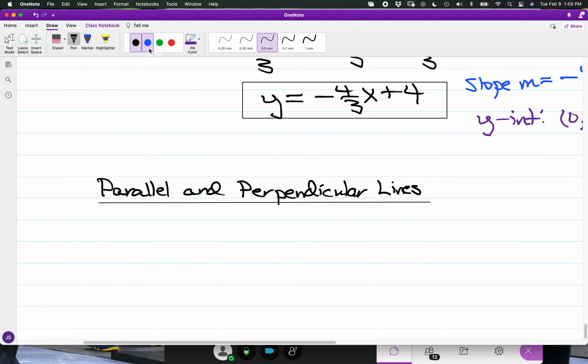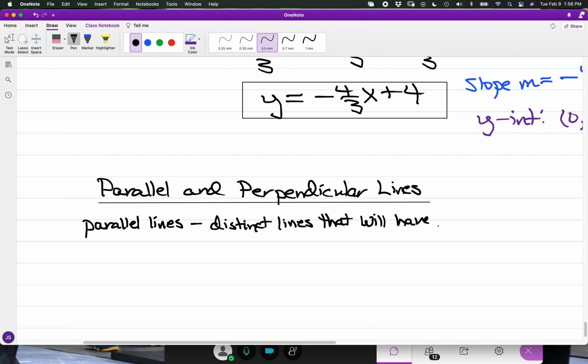Now, parallel lines are going to be distinct lines, distinct as in they're not the same line, that are going to have the exact same slope and will never intersect.